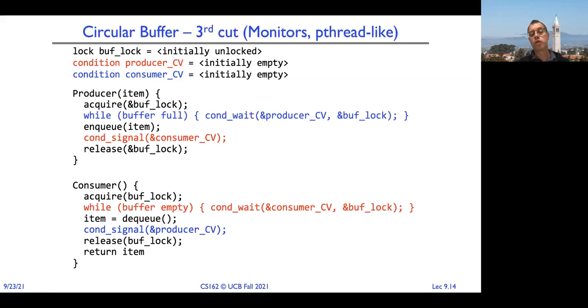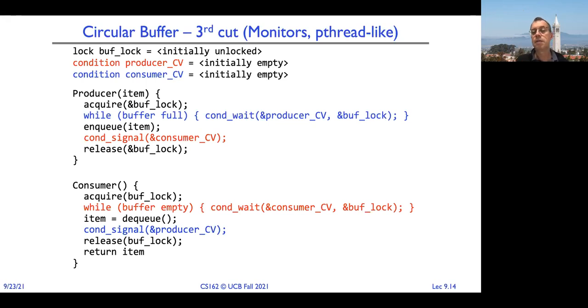And the consumer is the same. If the buffer is empty, you can't do anything. There is no item you can take from the buffer. If the buffer is not empty, you dequeue it and you signal a producer that there is at least one free slot in the buffer where you can insert a new item. Right? So this is how this is working. Any questions?